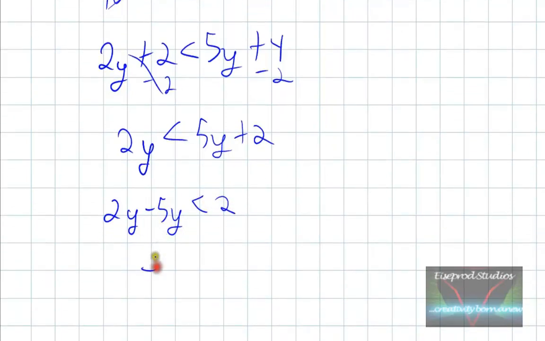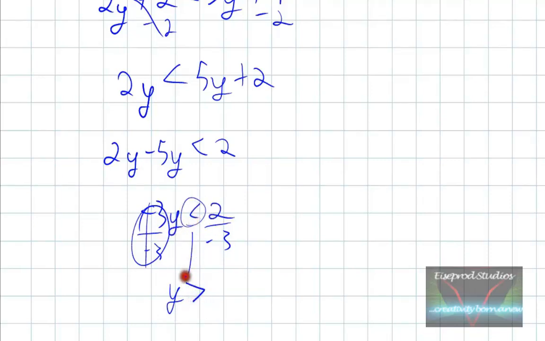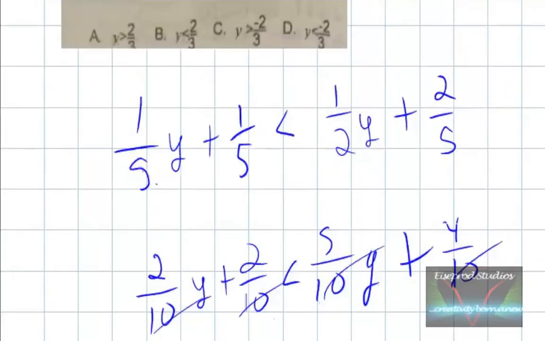2y minus 5y would make negative 3y is less than 2. Then I'll go ahead and divide by negative 3. But remember that when you divide by a negative number, you change the sign. So y is greater than negative 2/3, and that will be your option C.